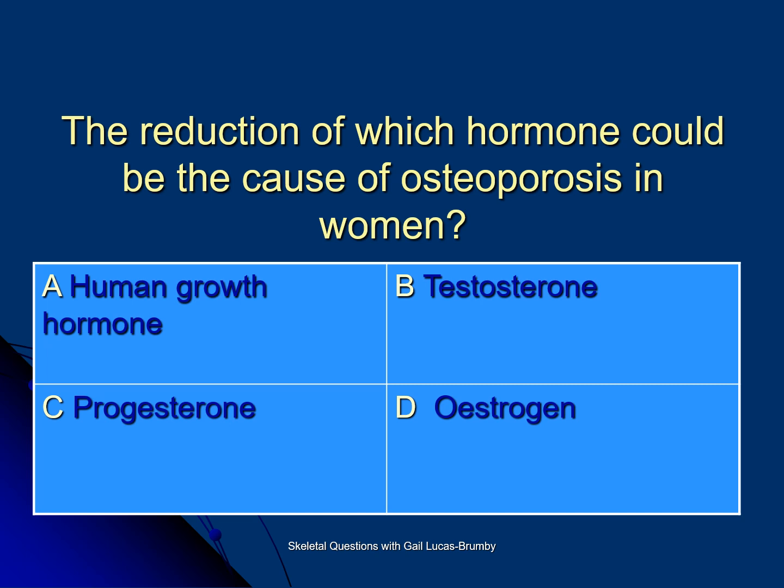The reduction of which hormone could be the cause of osteoporosis in women? A, human growth hormone, B, testosterone, C, progesterone, or D, estrogen. The answer is estrogen.